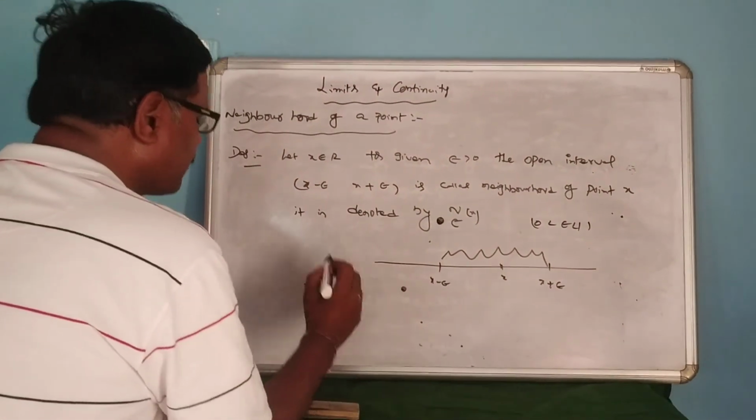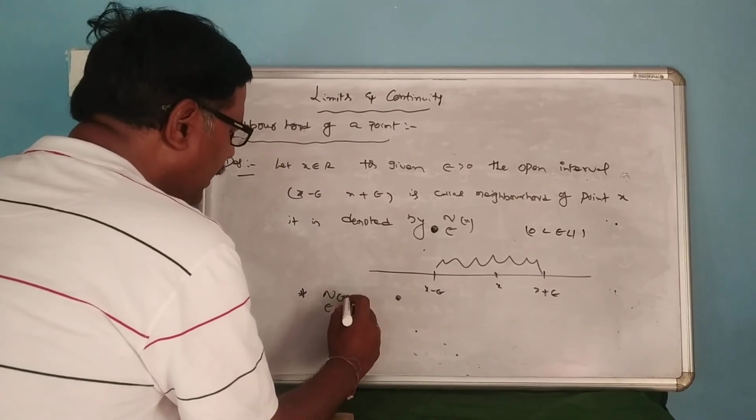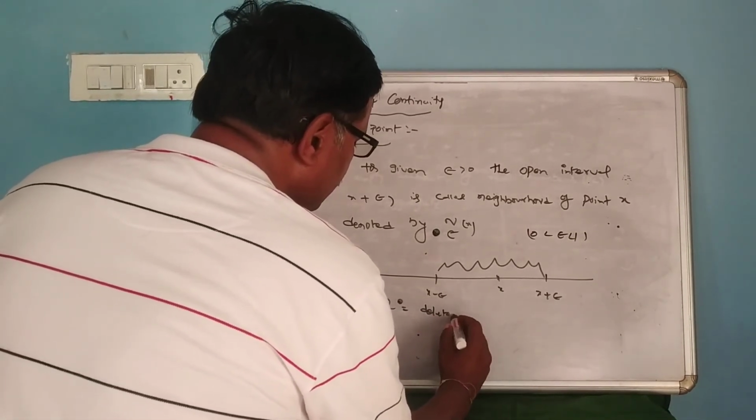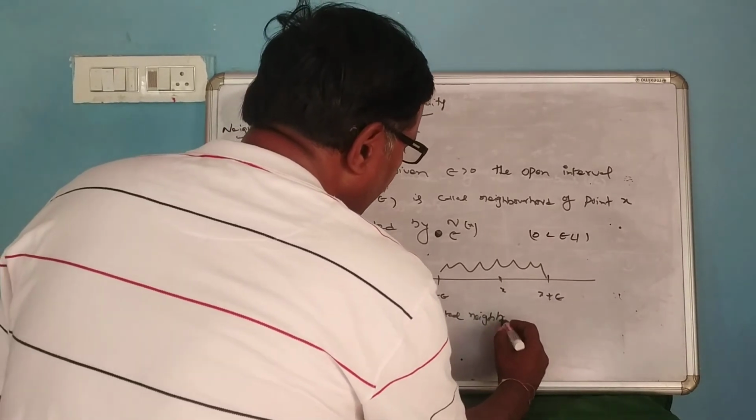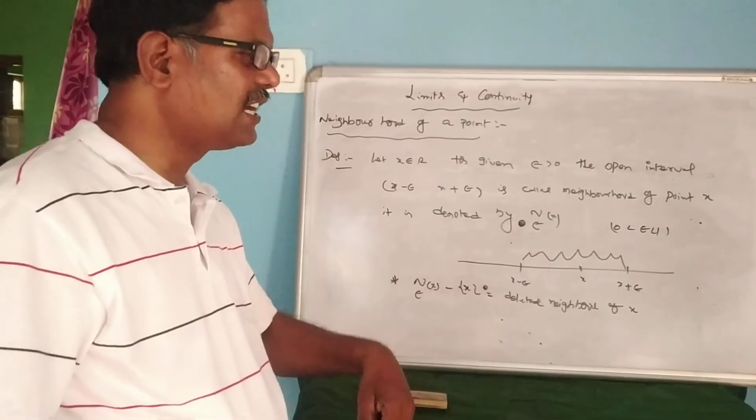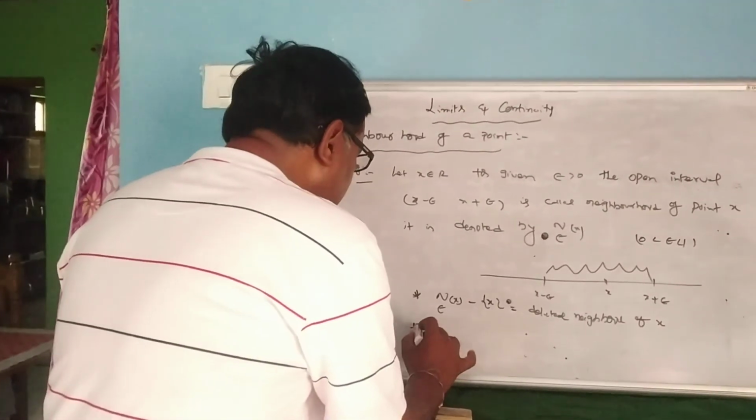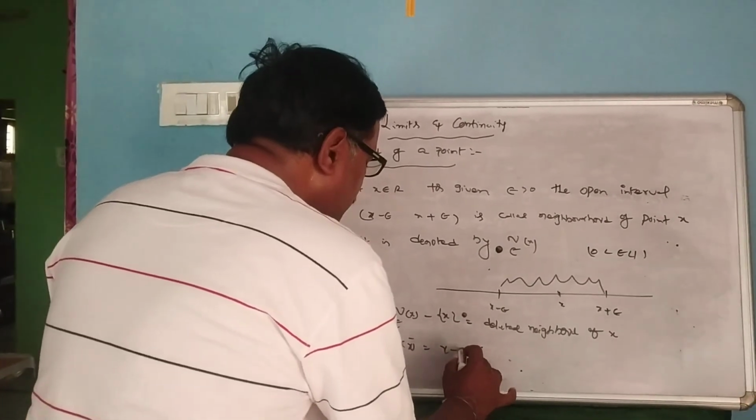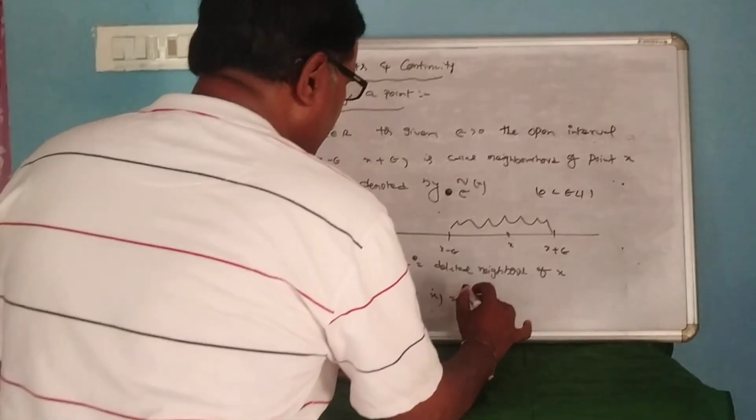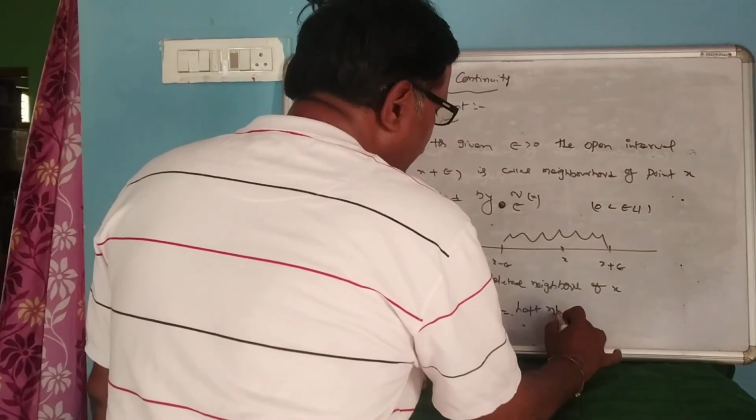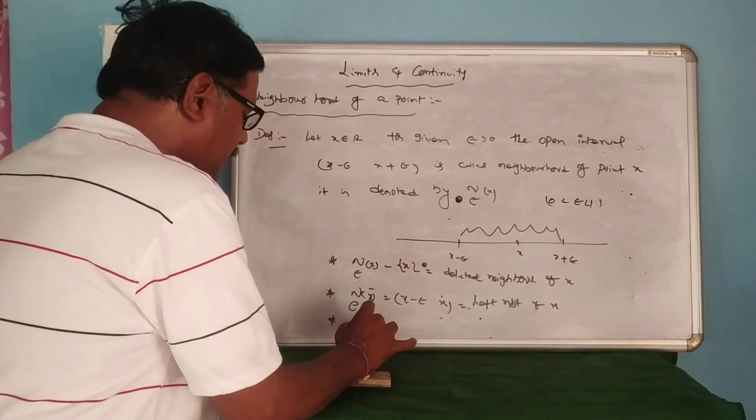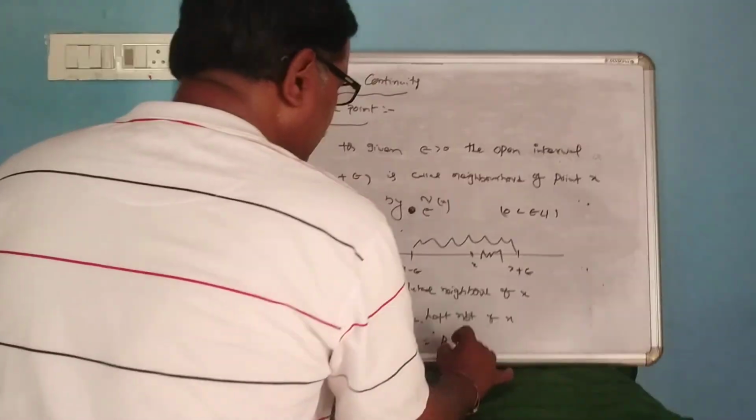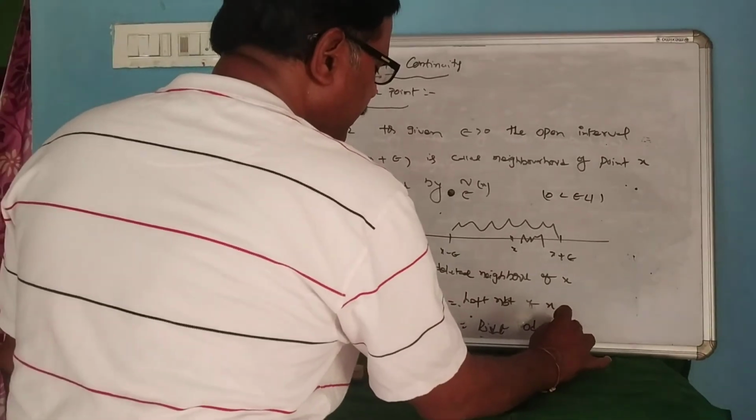There is some conclusion. N epsilon of x minus the set {x} is called the deleted neighborhood of x, deleting the set x. Next, N epsilon of x minus, that is (x minus epsilon, x), is called the left neighborhood of x. Similarly, N epsilon of x plus, that is (x, x plus epsilon), is called the right neighborhood of x.